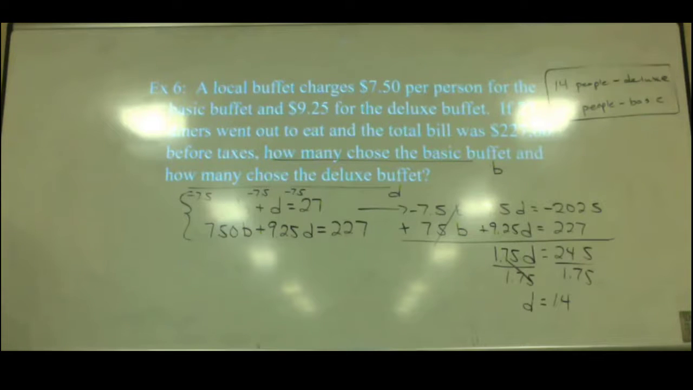Great question. I can't remember. I think they usually have a box that says this many people got the deluxe buffet, this many people got the basic buffet. So you just have to put it in the correct box.